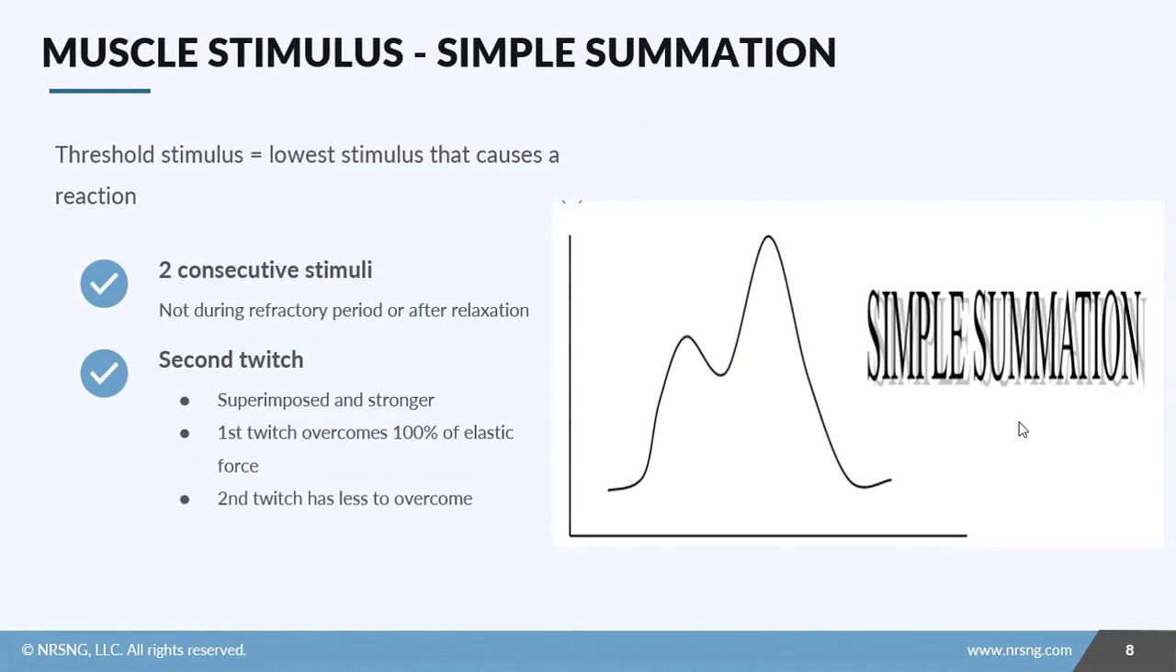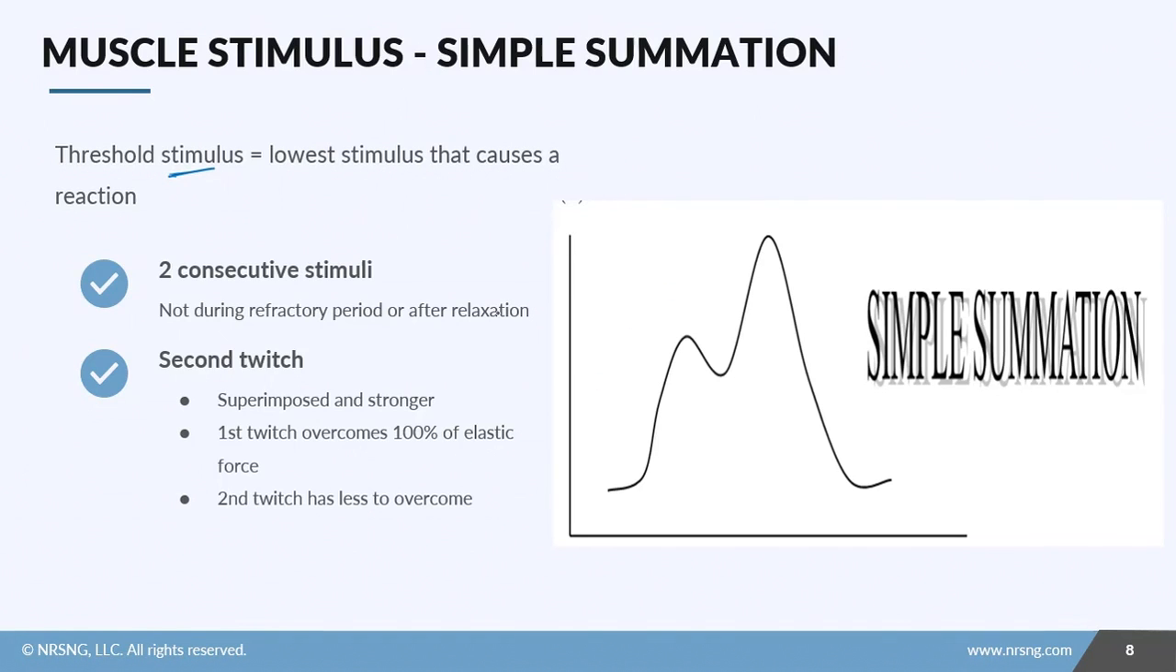So we have several different concepts of muscle stimulus. And so the first one we're going to talk about is simple summation. So basically you've got that threshold stimulus that I talked about in the previous slide, where basically it's the lowest stimulus that can cause a reaction. So if we don't hit that threshold, there's going to be no muscle contraction.